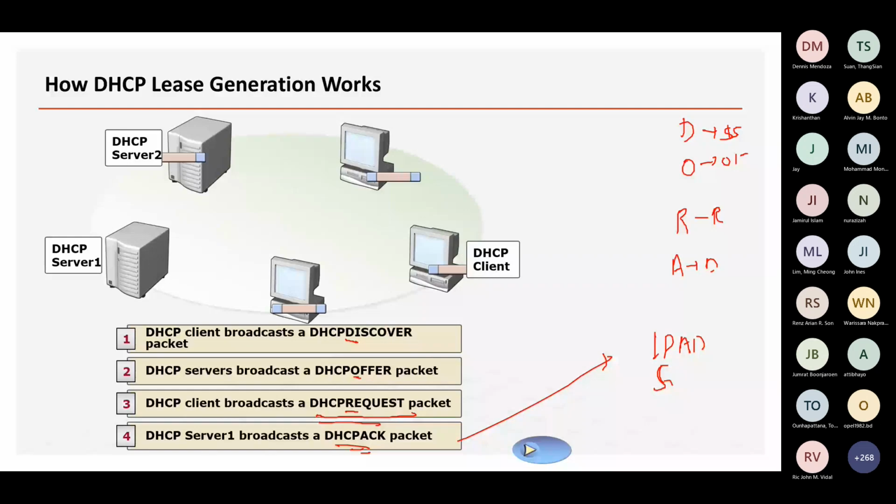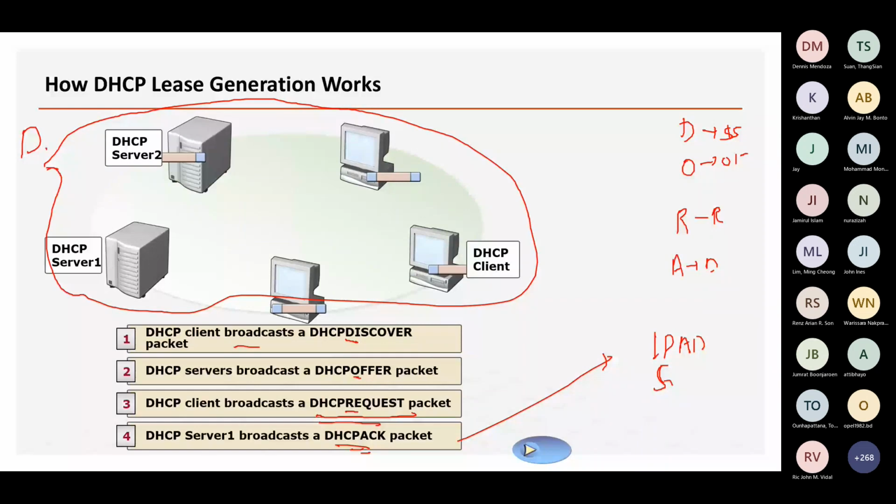Now, one point you need to remember here, if you take the whole DORA process, you may notice that all these packets are sent in a broadcast way. The point you need to remember is that this broadcast packet will go up to the router only. If you have a network connected to a router, this packet won't go outside your router, because if you take any router in your organization, by default all routers in the network will block broadcast packets. So that's a very important point you need to remember.